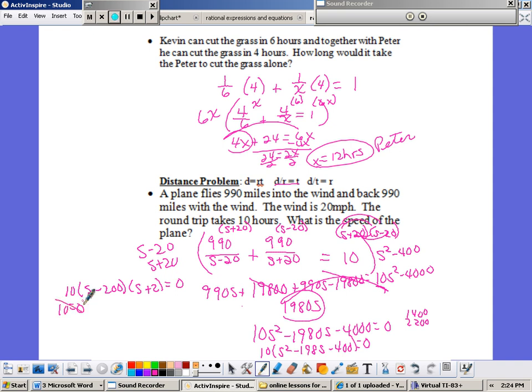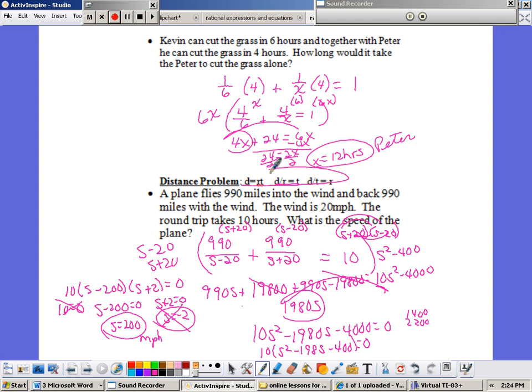10 equals 0. Nope. S minus 200 equals 0. So s is 200. S plus 2 equals 0. So s is negative 2. Well, I don't think a plane can go negative 2, so that's out. So the speed of my plane must be 200 miles per hour.